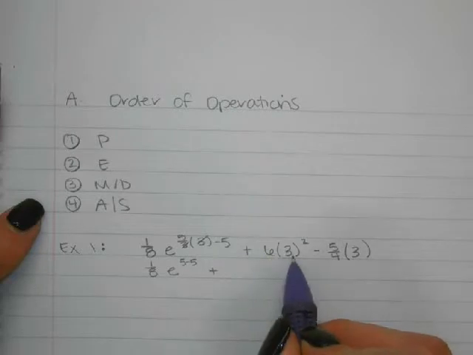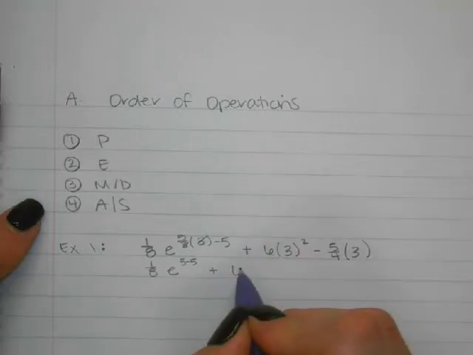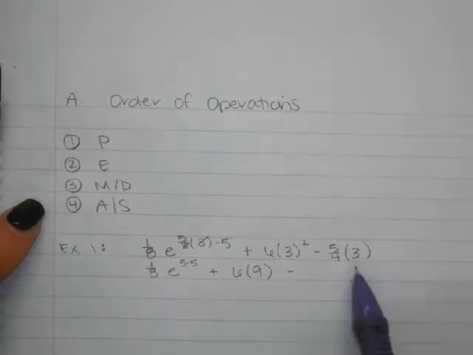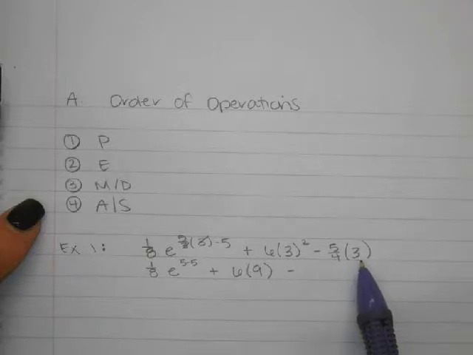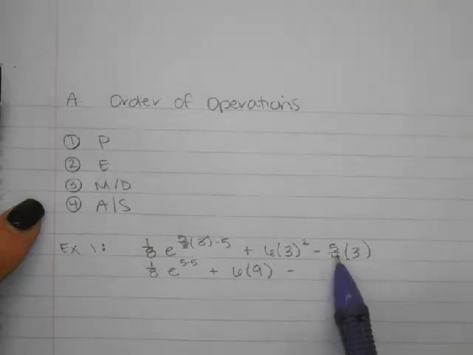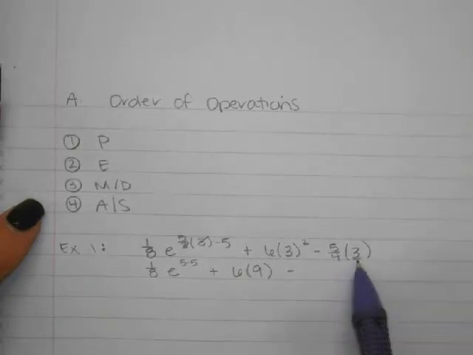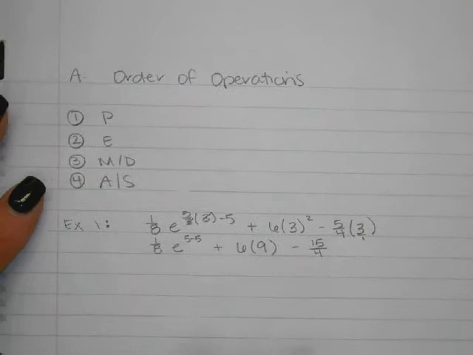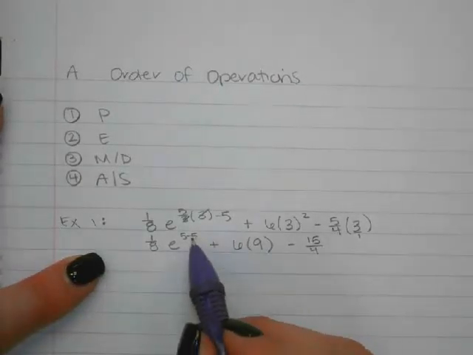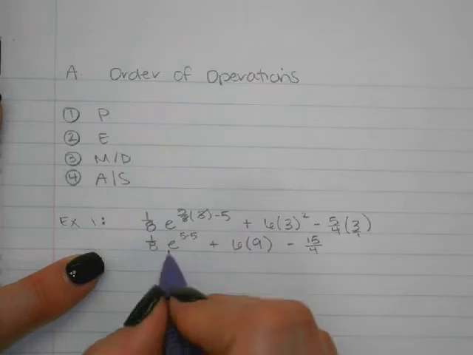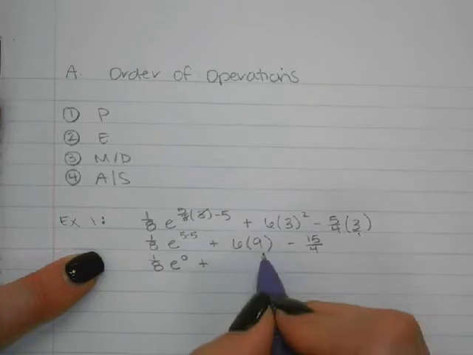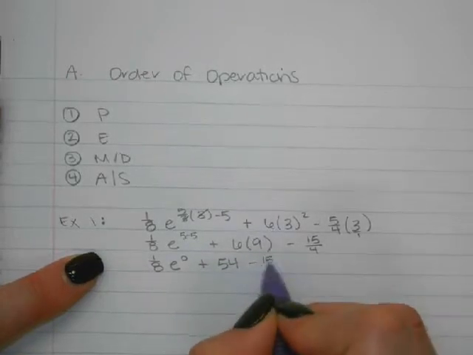I've got 6 multiplied by 3 squared. So that's going to be 6 times 9. And then 5/4 times 3. I can think of this 3 as being a 3 over 1, and when I multiply fractions, I go straight across. So I've got 5 times 3, and then 4 multiplied by the little 1 that would be underneath that. So that's going to be 15/4. Okay? And then from there, I can say that 5 minus 5 is 0, so I've got 1/8 times e to the 0, plus 6 times 9 is 54, minus 15/4.